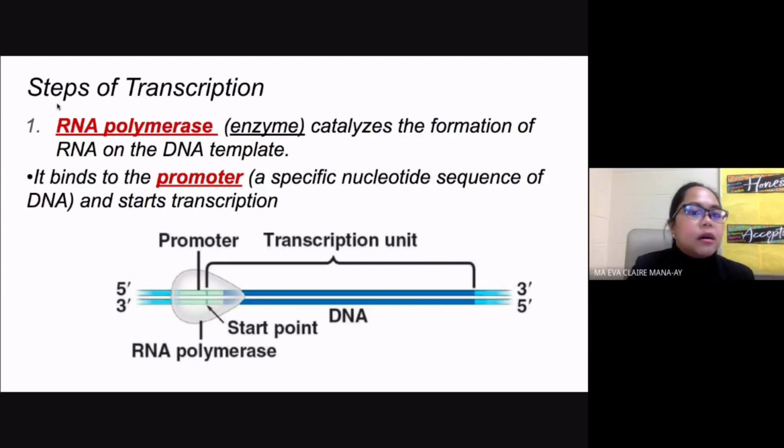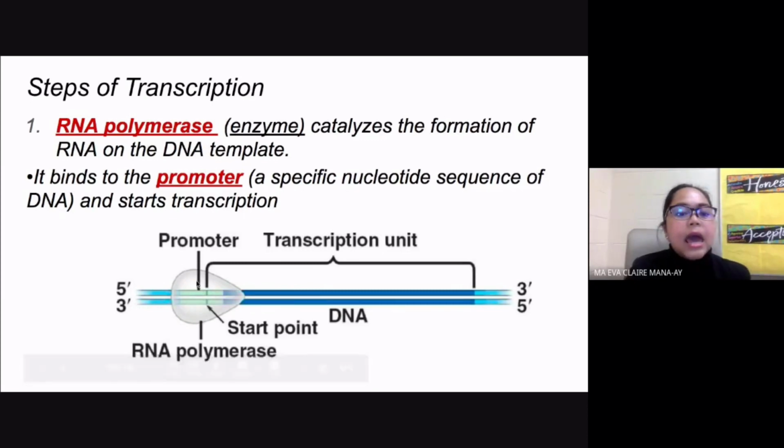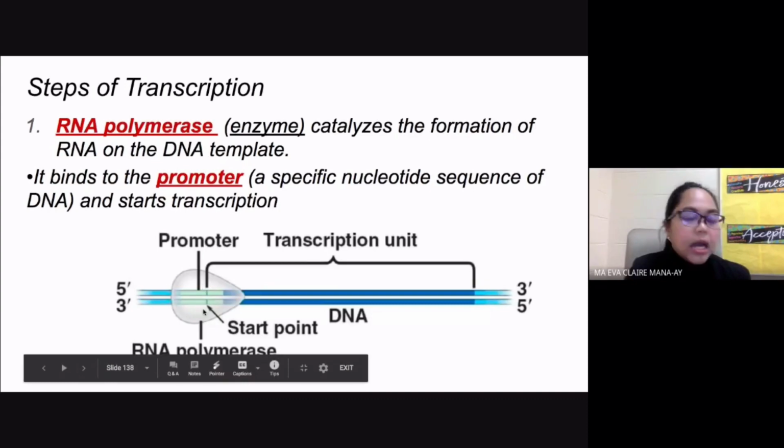Now here is the first part of your protein synthesis, your transcription. What happens here is that first you have your RNA polymerase. It's like your DNA polymerase in your DNA replication. This is an enzyme that catalyzes the formation of RNA on the DNA template. It binds to the promoter, which is a specific nucleotide sequence of DNA, and starts transcription. So you have a DNA molecule here. These two strands are the two strands of your DNA molecule. Your RNA polymerase, a type of enzyme, is going to get attached to the promoter, one part of the nucleotide sequence of your DNA, and it will start transcription.